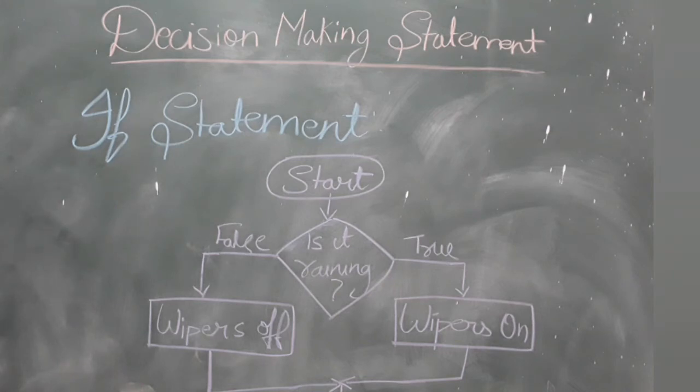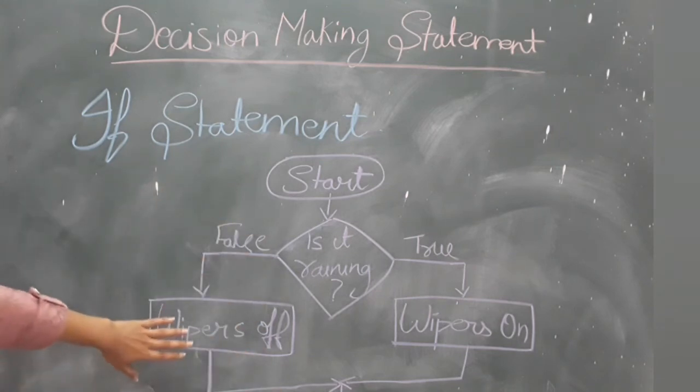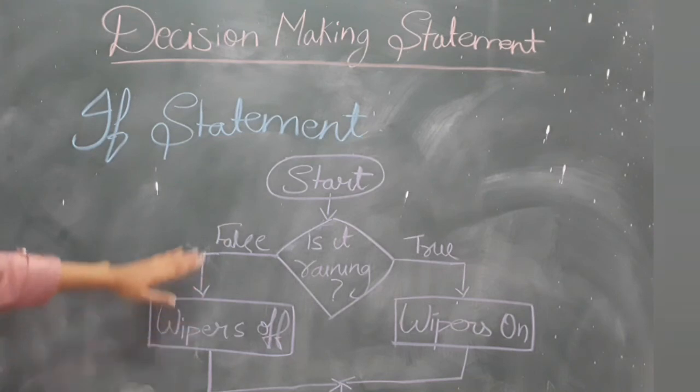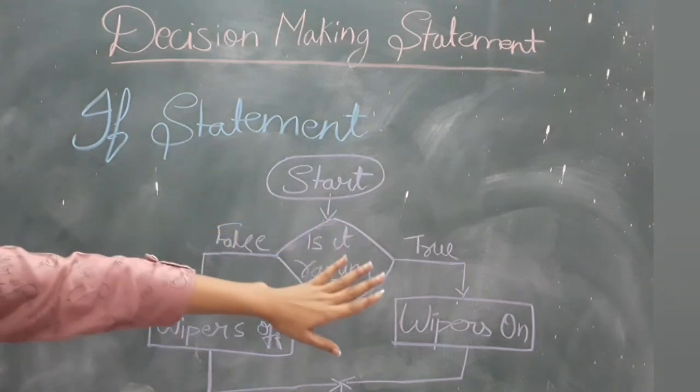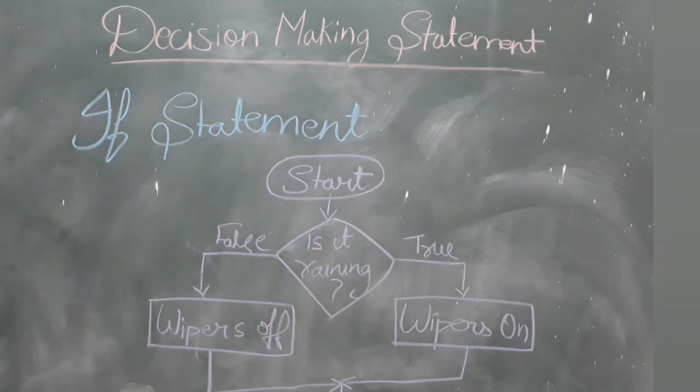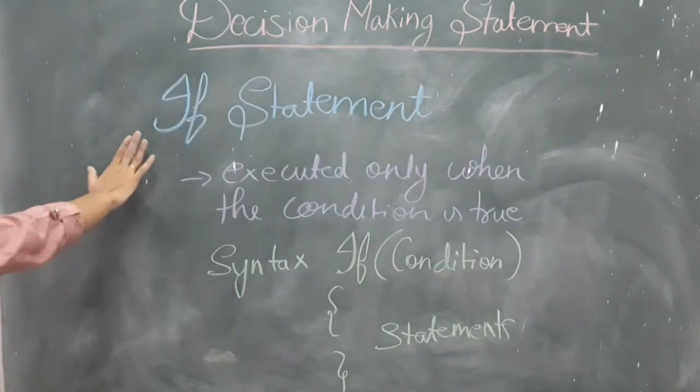Now at the end, you make arrows from both sides and then continue with the same thing. You don't have to end the statement, because as long as it is raining you have to follow these two conditions, either yes or no. Okay, now the if statement.